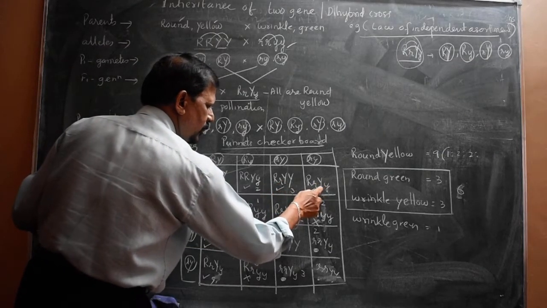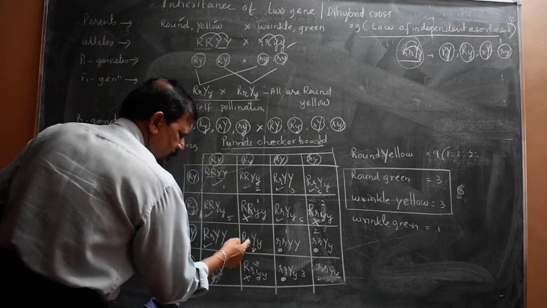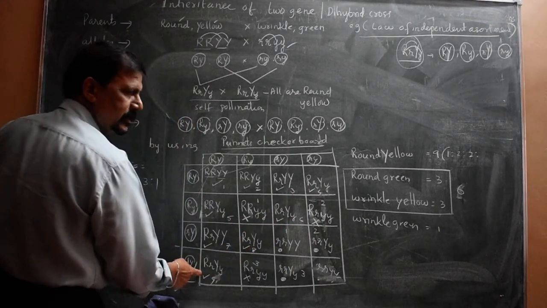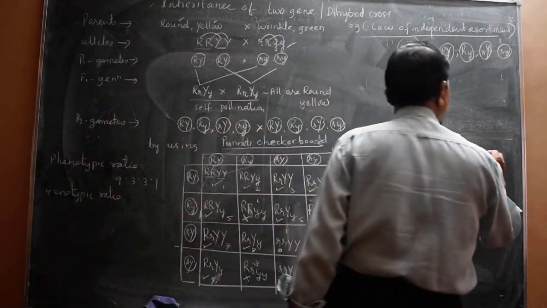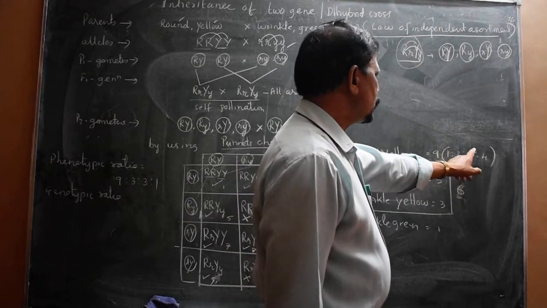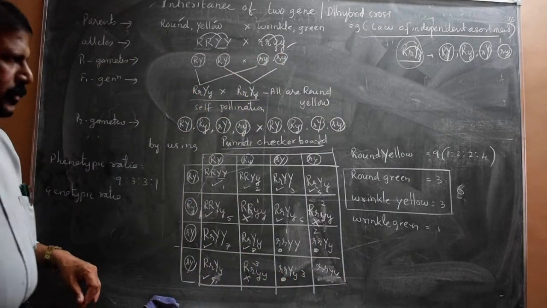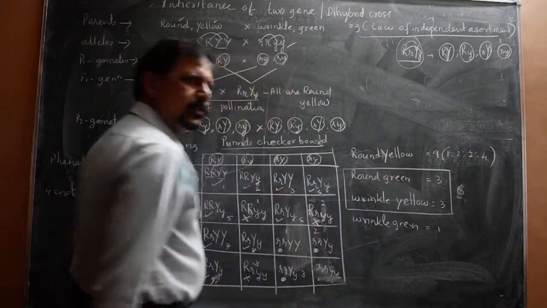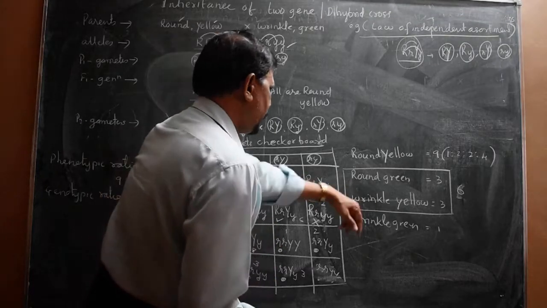This is also round yellow. See, same. This is also the same genotype. It also has the same genotype, and this also has the same genotype. 1, 2, 3, 4. So that means 4. So the total becomes 9. 1:2:2:4, round yellow. The round yellow totally becomes 1:2:2:4.